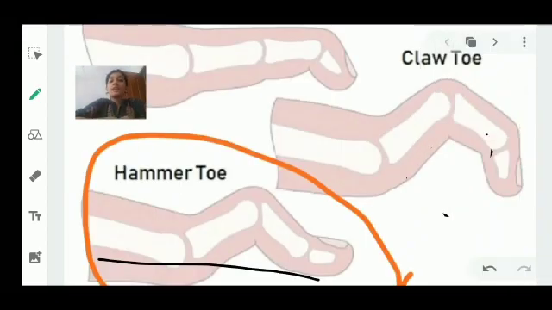Then we have the hammer toe deformity. It is caused due to the paralysis of lumbricals and interosseous muscles. It involves hyperextension of the metatarsal joints, hyperflexion of the proximal interphalangeal joints, and extension of the distal phalangeal joints. As we can see, this is the hammer toe deformity.